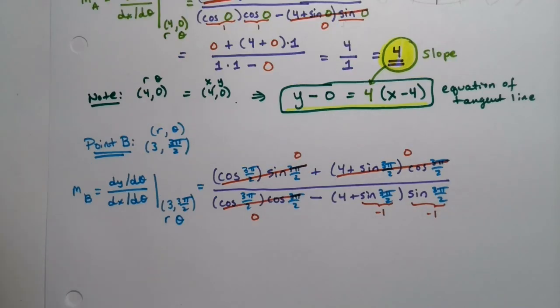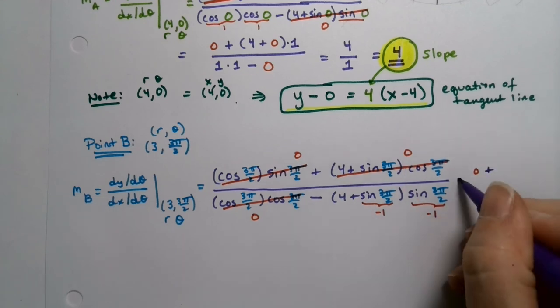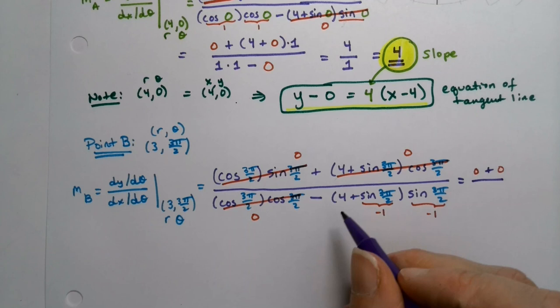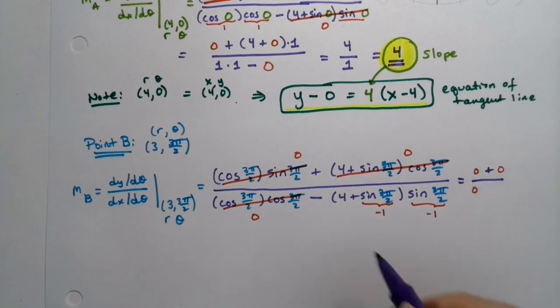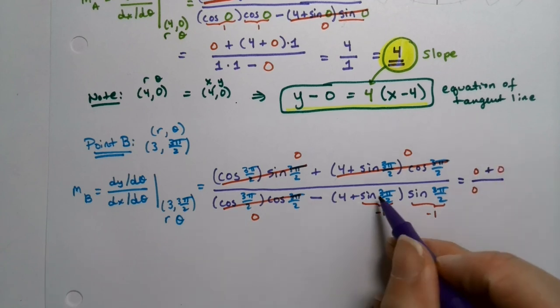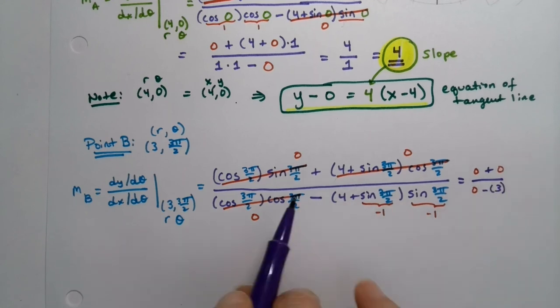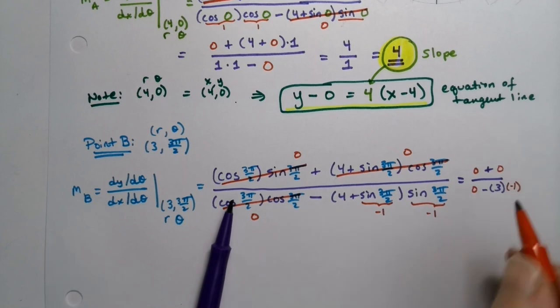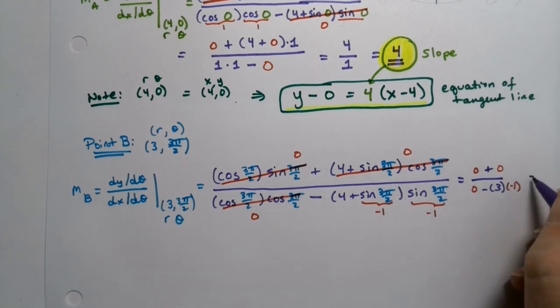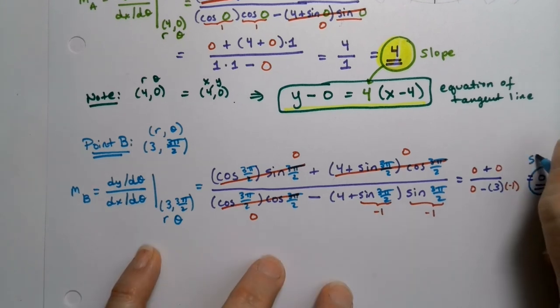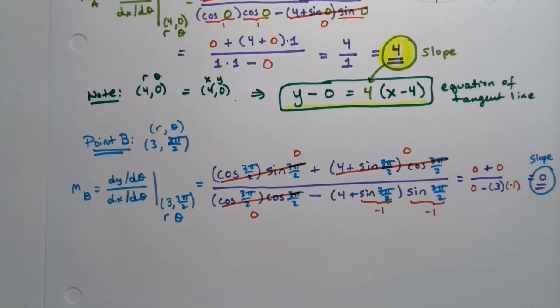Okay, so this is 0 plus 0, which last time I looked was 0. So 0 plus 0 over 0. And then this is -4 times, this is 3, minus 3 times -1, which would be 0 over 3, which is 0. There's our slope. It is horizontal, just like we thought.